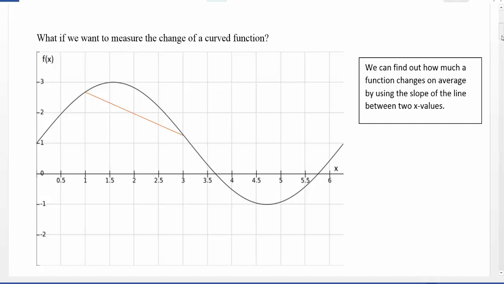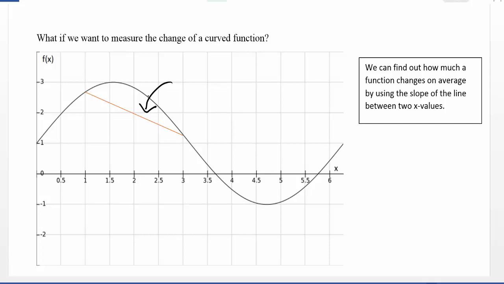If we could cut it out and straighten it out, we might have some ideas about that length, which is something we do in geometry. But we want to look at this in terms of the way it's shaped now with that curved bend. So what we can do is find out how much this function changes on average by using the slope of the line that connects the two x values that we're interested in. You can see that represented with the red line over here on our function. If we can find the slope of that line, it'll tell us how much the function changed from the point at x equals 1 to the point at x equals 3 on average.